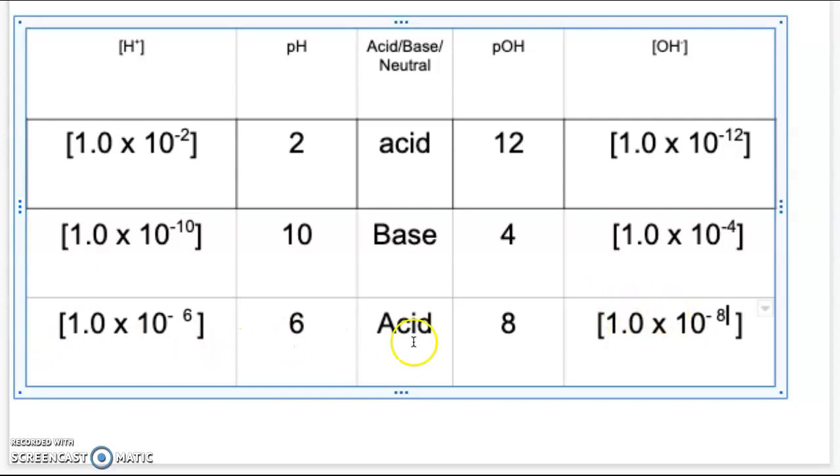Okay, so watch the patterns. Chemistry is all about patterns.